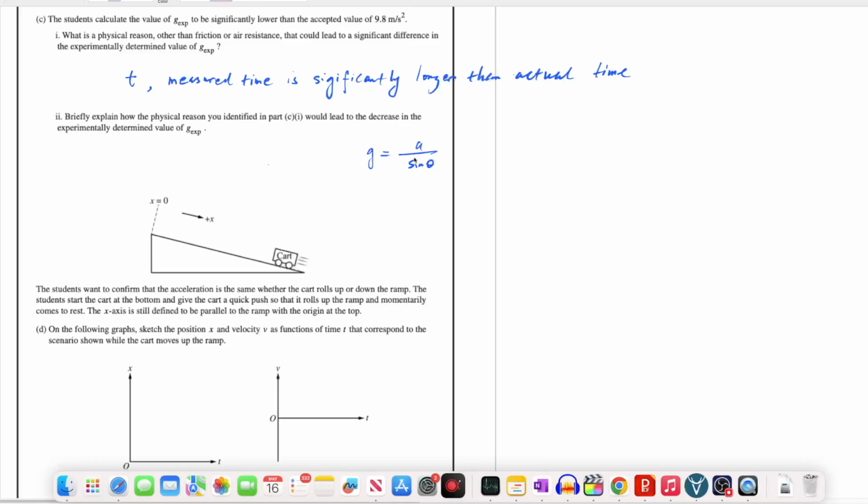Another reason could be that theta could be wrong. Theta could be wrong, but I think this angle is easier to measure. It's not likely to be significantly larger or smaller than the actual one. But for the time, if you use a stopwatch, it might be hard to control. If your reaction time is too long, the measured time can be significantly longer than the actual time.